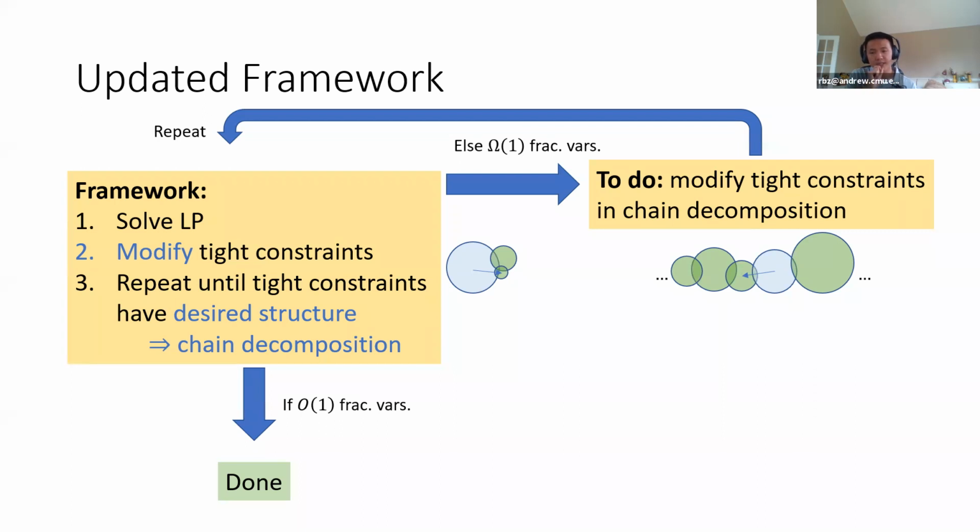If we have a lot of fractional variables, a super constant number of fractional variables left, then we modify the tight constraints in the chain decomposition as follows. We know that one of the chains must be long because we have a lot of fractional variables. So we go to the long chain. We look at the middle of this chain. There are two balls. One must be larger than the other. We delete the larger ball and send it to its neighboring ball of half the radius. So we send this blue ball to this green ball. And then we repeat this whole procedure until we have a constant number of fractional variables. So at the end of this algorithm, we will have a constant number of fractional variables. Now it remains to argue about the cost. So let's do that, and this will complete our proof.